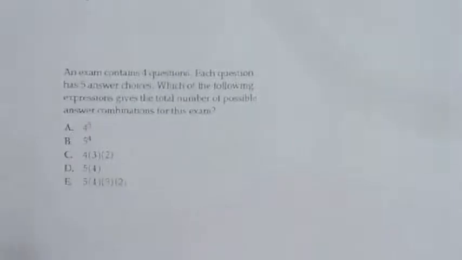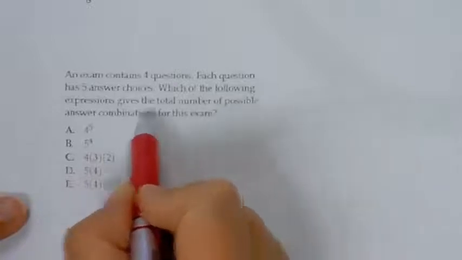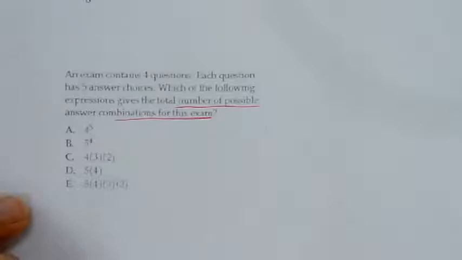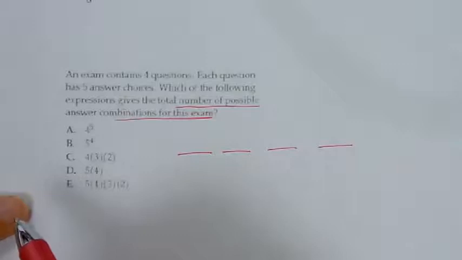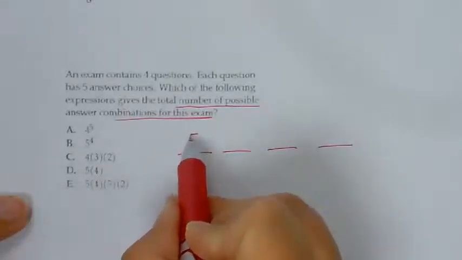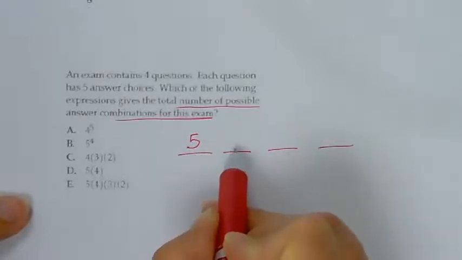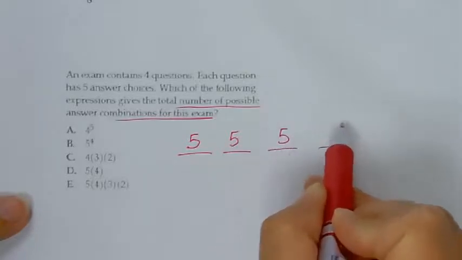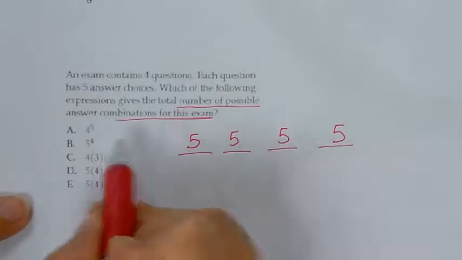Okay, the last one. An exam contains 4 questions. Each question has 5 answers. Which of the following expressions gives the total number of answer choices? So how many ways can this happen? So it has 4 questions. In each question spot, I have 5 different answers I could put. So I have 5 answer choices for this spot. Now, once I pick an answer choice for this spot, it doesn't matter. I can have the same answer in this spot. So I have 5 choices for this spot, 5 for this spot, and 5 for this spot. So my answer would be 5 times 5 times 5 times 5, which is 5 to the 4th.